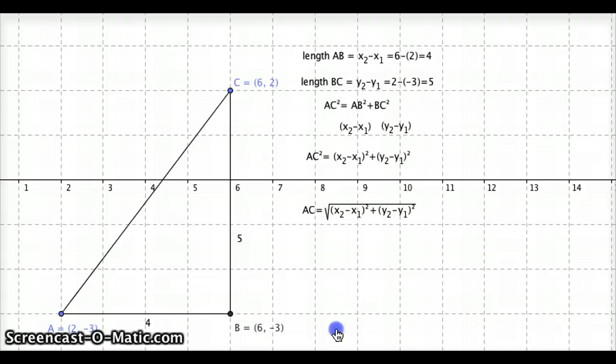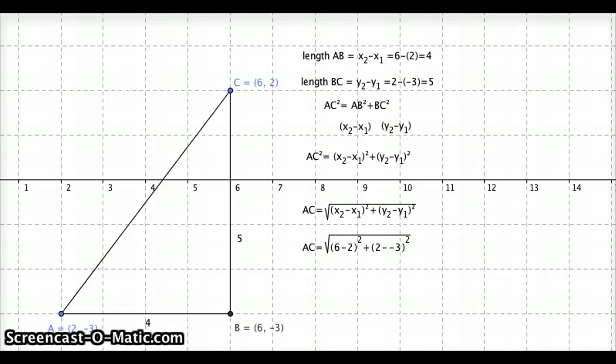To finish off, if we substitute the x coordinates for both points A and C and the y coordinates for A and C into the formula that we've just generated, we get something that looks more or less like this. From here it's just a matter of evaluating. Don't forget to evaluate the brackets first, then square the brackets, add the two values under the root sign, and then take the square root.